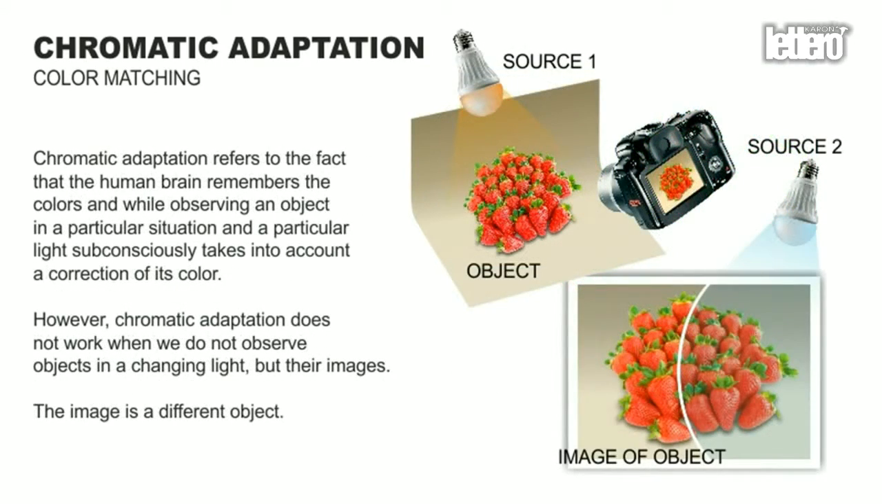Chromatic adaptation refers to the fact that the human brain remembers colours, and when observing an object in a particular situation and under particular light conditions, it subconsciously accounts for adjustments to its colour. However, chromatic adaptation does not work when we observe images instead of objects under changing light, illumination conditions. The image is a separate object.